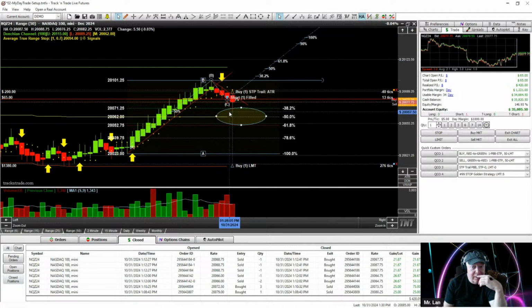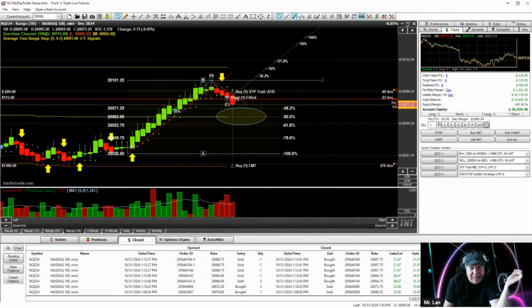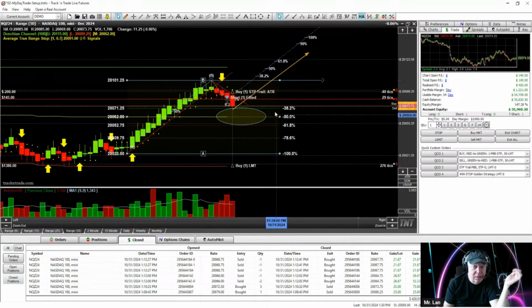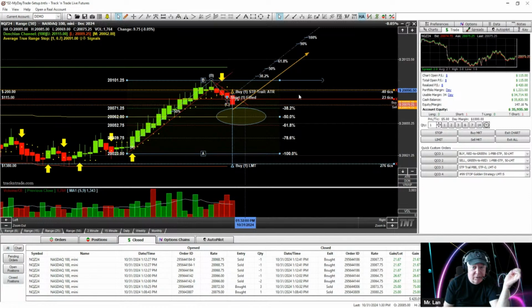It did. It came down and touched that 38.2. Oftentimes it'll come down and touch that 38.2. This is something I've noticed. Comes down, touches that 38.2, and then takes off and goes to the moon again because it's just too strong. If that happens, then you're sad because you got your stop still clear back here, $250.